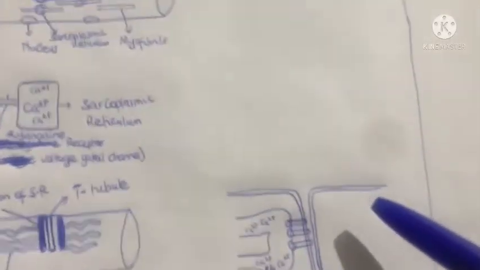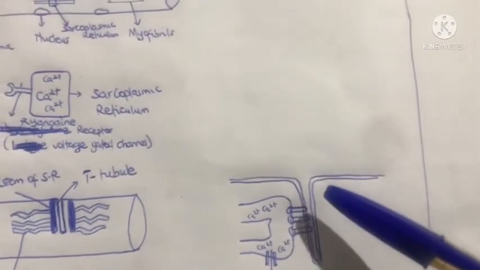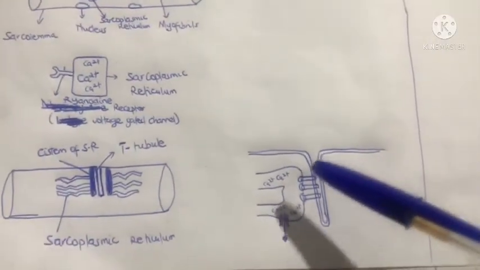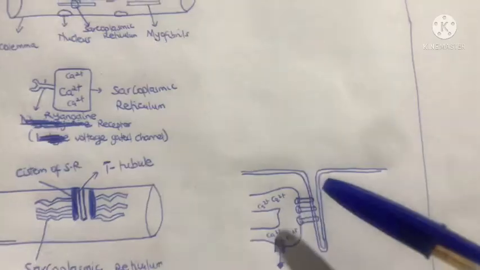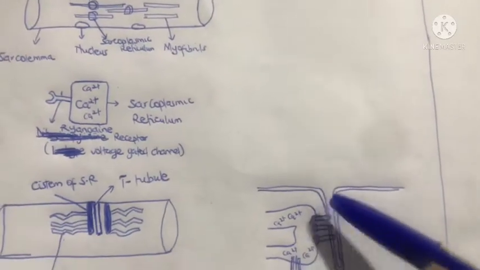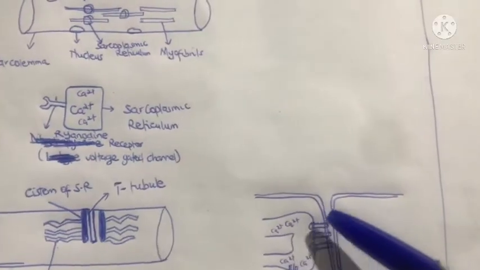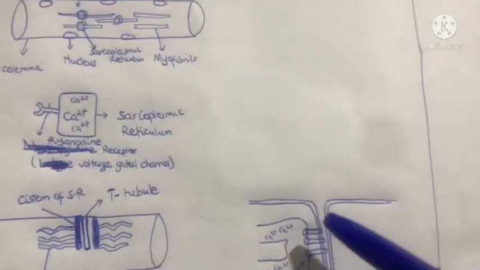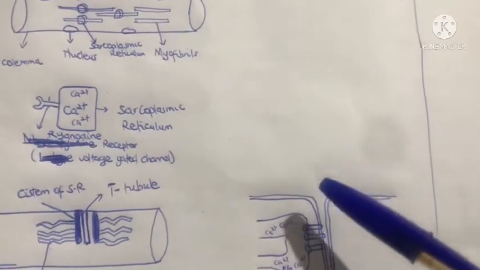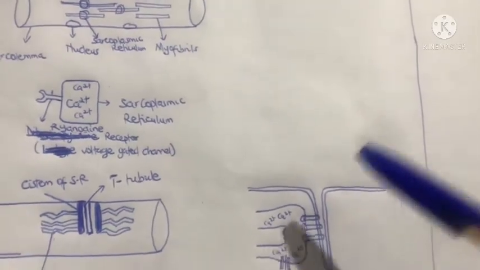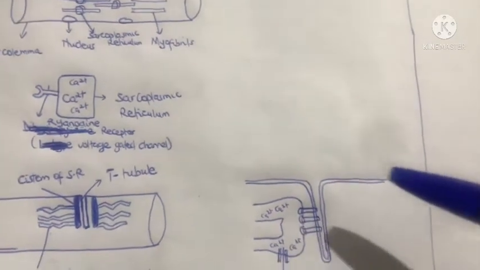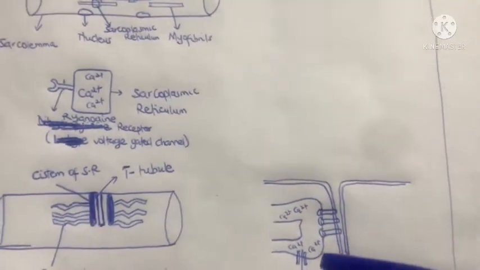And this T tubule, let's look at something here. This T tubule also contains a receptor called the dihydropyridine receptor. And this dihydropyridine receptor, after receiving a stimulus, causes voltage gated calcium channels to open, specifically L-type voltage gated calcium channels, for calcium to enter into the cytoplasm.